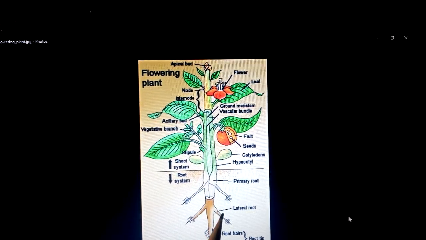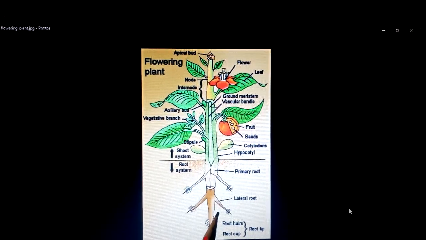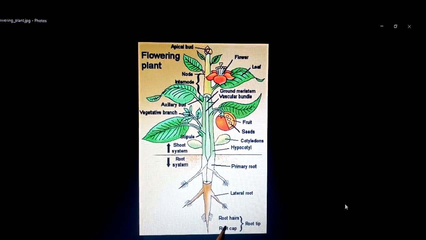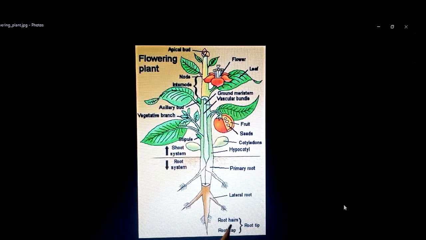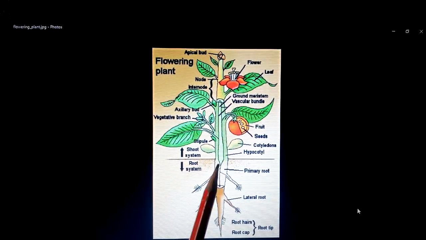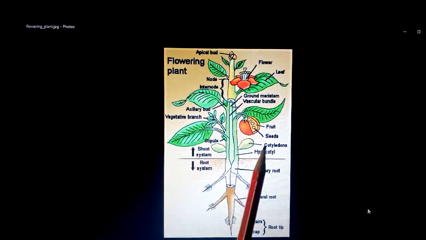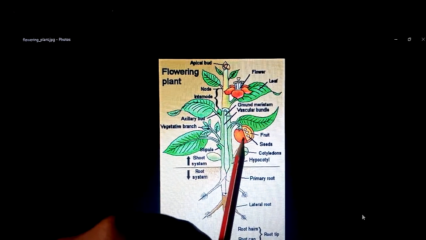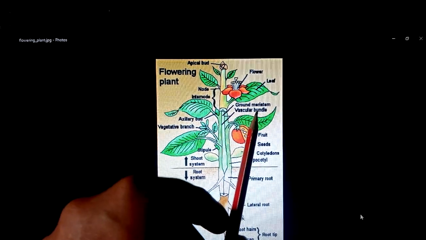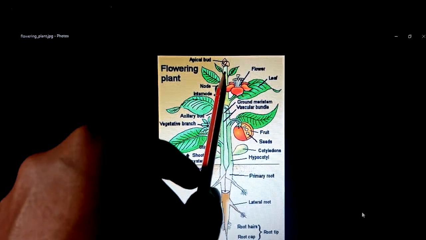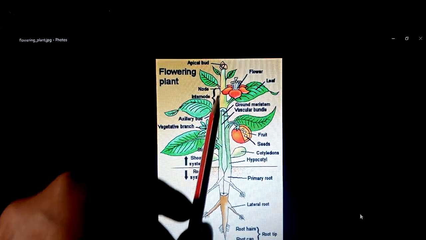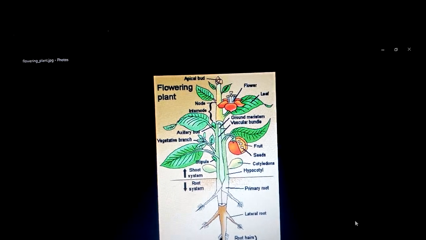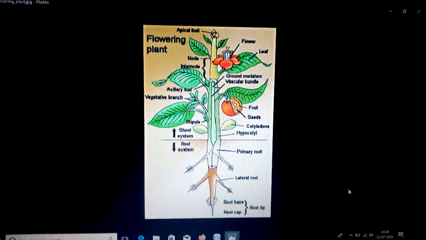This is all about the root system and the primary root, and there are also root hairs and other things. You will read those in your higher classes. Root hairs, and another part known as the root cap. Then you see the seeds here inside the fruit, and another is the flower, the leaf, and this is the bud. All the other things you will learn in higher classes. Okay, then we go forward. Next slide.